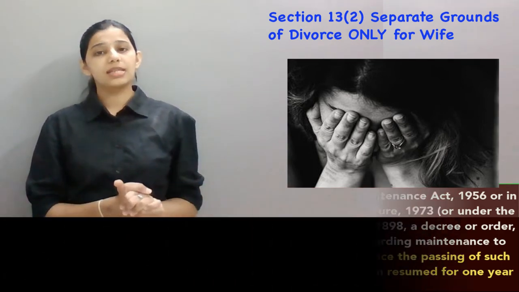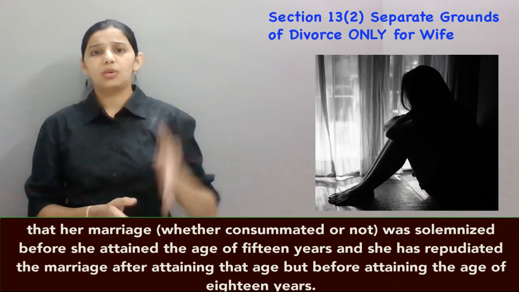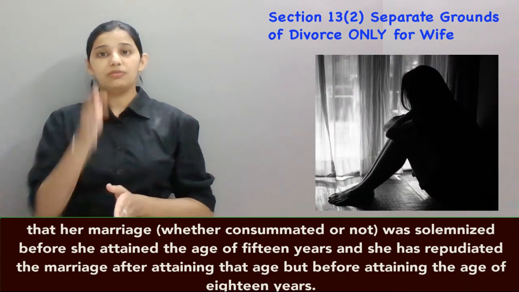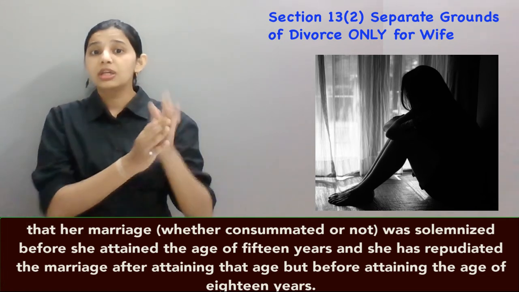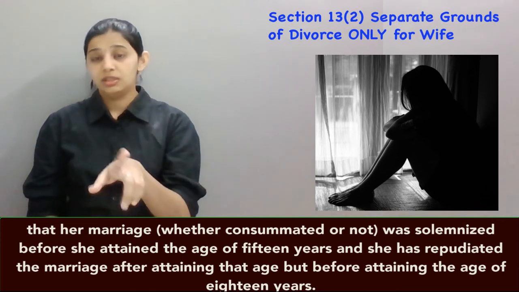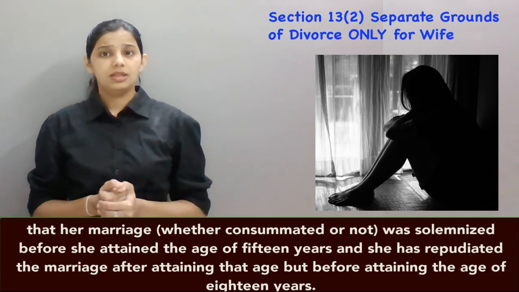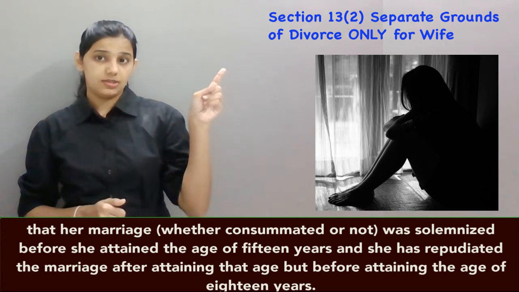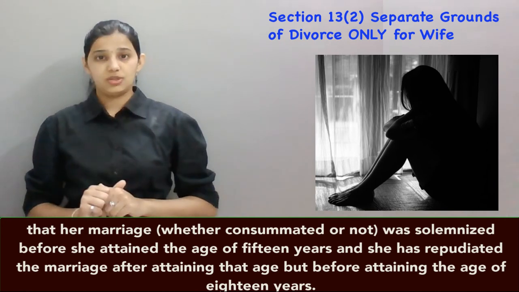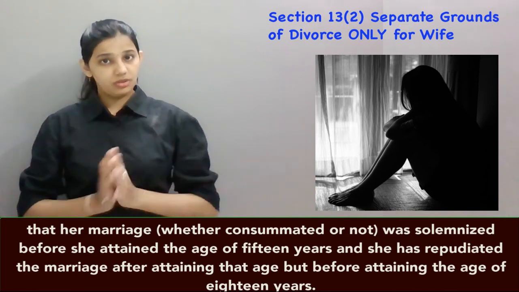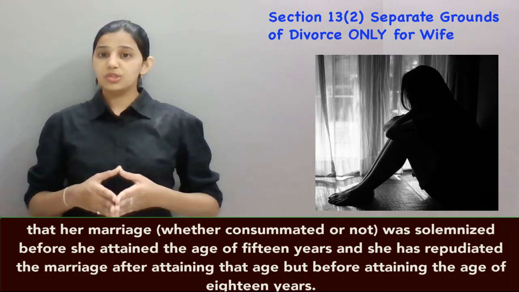And the fourth and the last ground under section 13 clause 2 is repudiation of marriage. Under this ground, the wife is entitled to present a petition for divorce if her marriage was solemnized before her attainment of the age of 15 years, provided she has repudiated the marriage after attaining the age of 15 years but before attaining the age of 18 years. But the petition may be presented after completing 18 years of age. This is all about section 13 clause 2. I hope till now you are clear with both the divorce provisions.